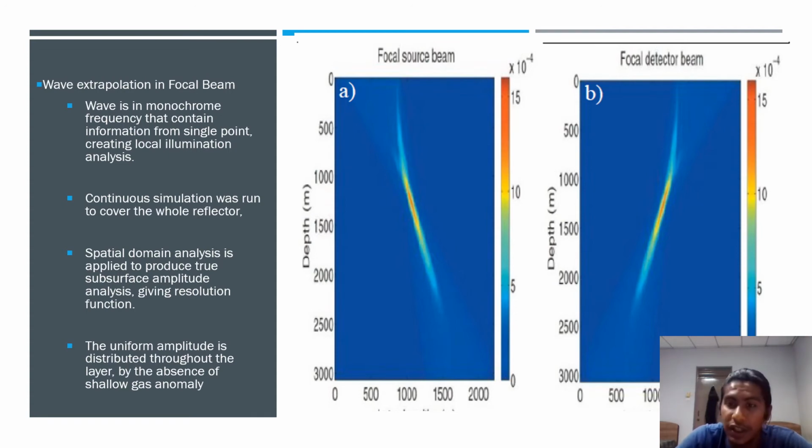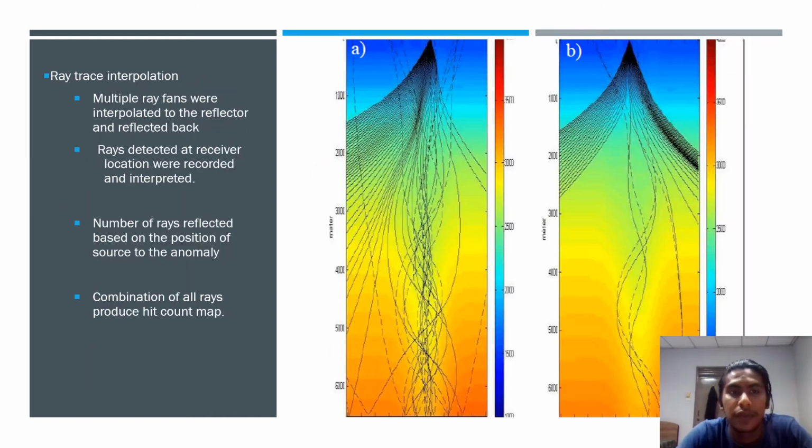So the figure on the right side illustrates the focal beam using a wave extrapolation from the source at the surface to the target reflector on the left side, and the receiver at the surface to the target reflector on the right side of the slide. So looking into a different aspect of animation, wave interpolation to a complex model may or may not follow the wave extrapolation analysis. So for better understanding of our subsurface, multiple wavefronts were interpolated towards the reflector, reflected back, and the number of rays detected at receiver location were recorded and analyzed.